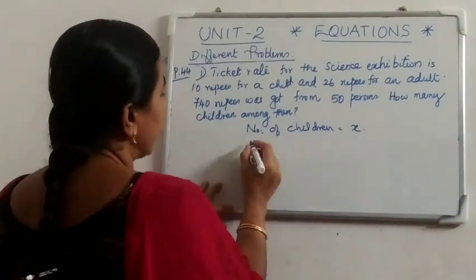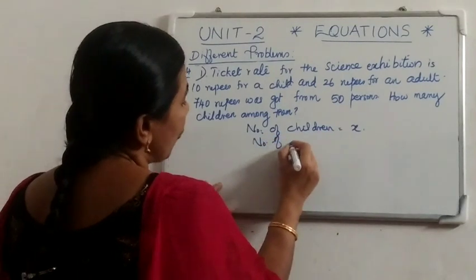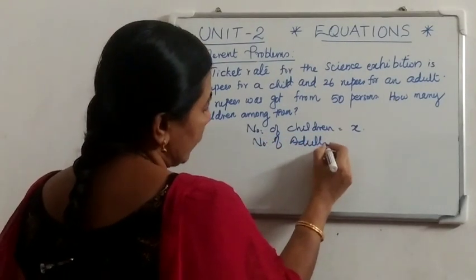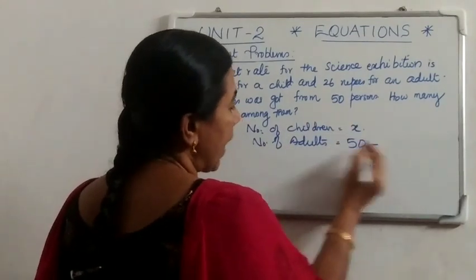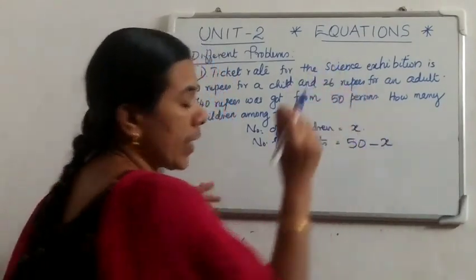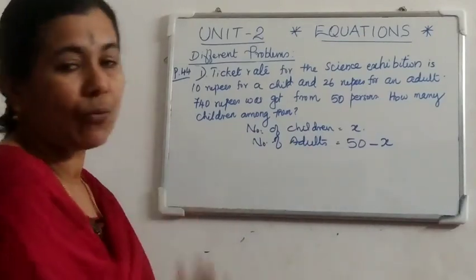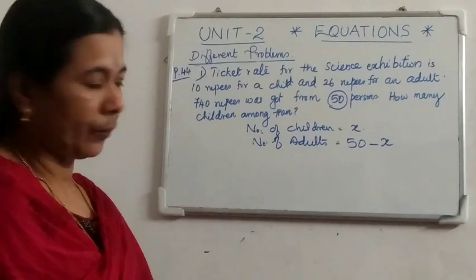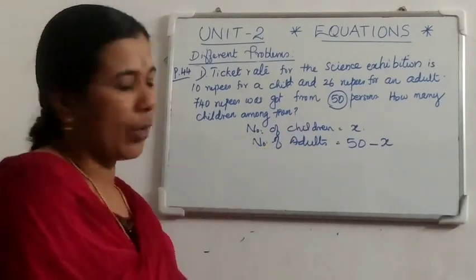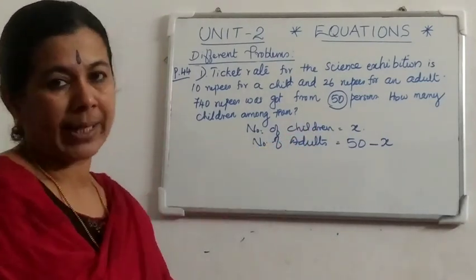number of adults. Therefore, the number of adults is equal to what? Total 50 minus the number of children. 50 minus x is the number of adults because total is 50. Okay, we got the number of children and number of adults. X and 50 minus x.